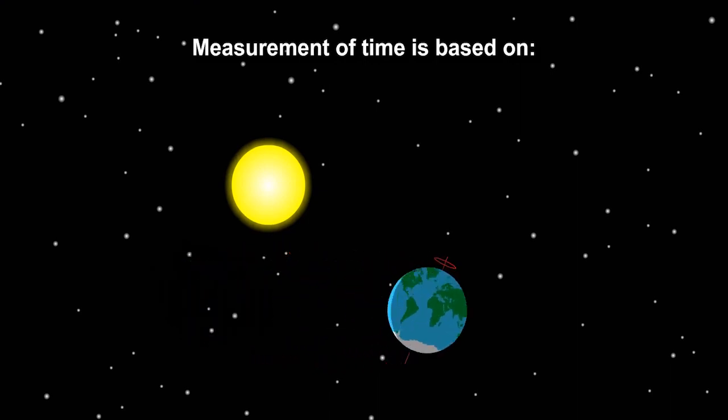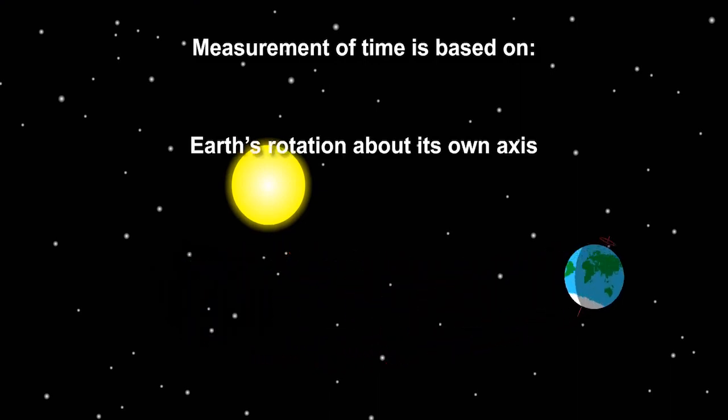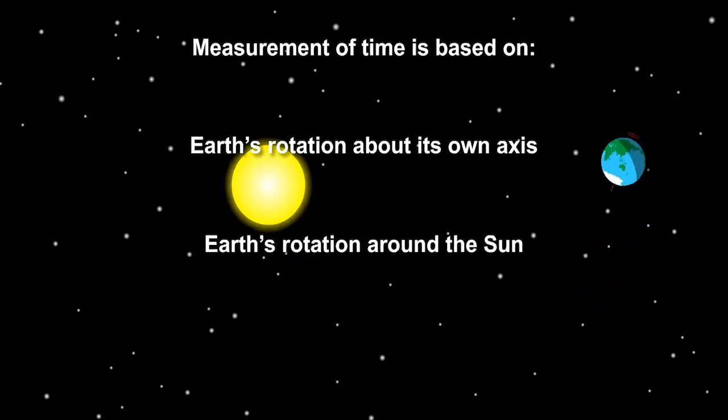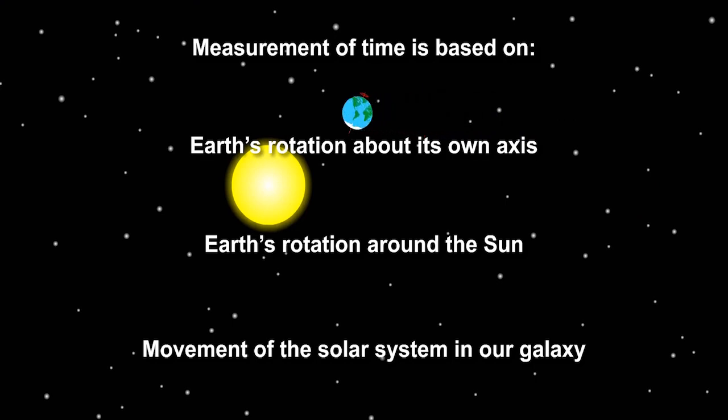However, our measures of time are based on the Earth's rotation about its own axis, the Earth's rotation around the Sun, and the movement of the solar system in our galaxy. We therefore need to know something about elementary astronomy.